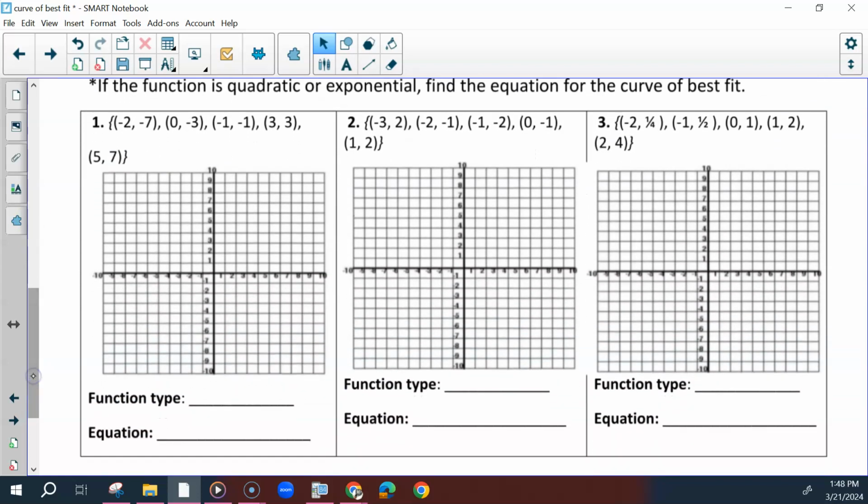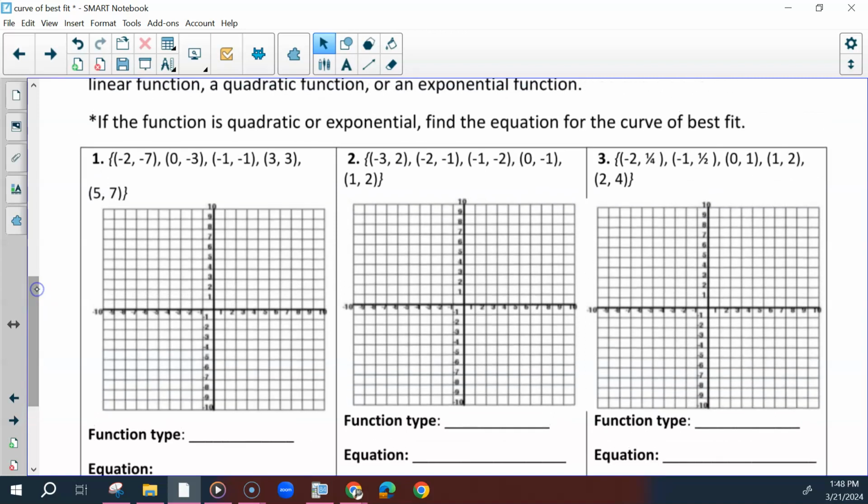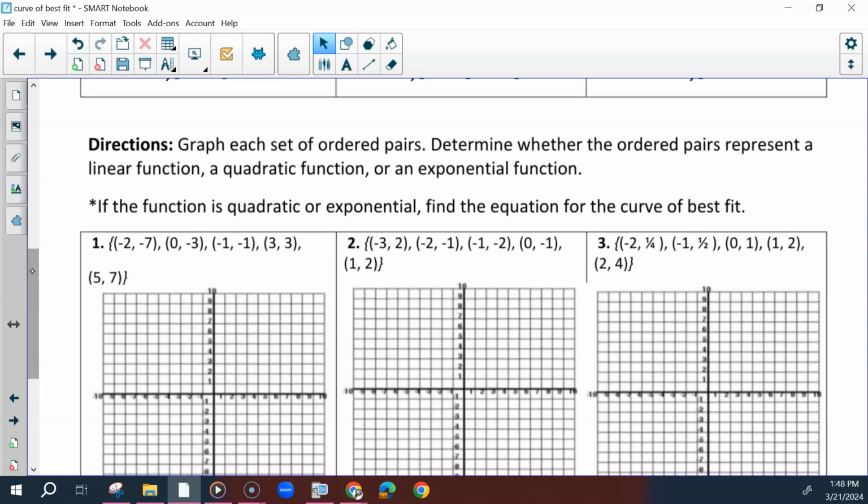So we're going to do these 3 just to kind of look at, okay, I'm given a bunch of ordered pairs. I have to figure out what's what and kind of go from there. So in the directions it says, graph each set of ordered pairs, determine whether the ordered pairs represent a linear function, a quadratic function, or an exponential function. And then if the function is quadratic or exponential, find the equation of the curve of best fit. So we don't want to find the line of best fit because we did that already. We want to focus on the curve of best fit for the 2 things we don't know.